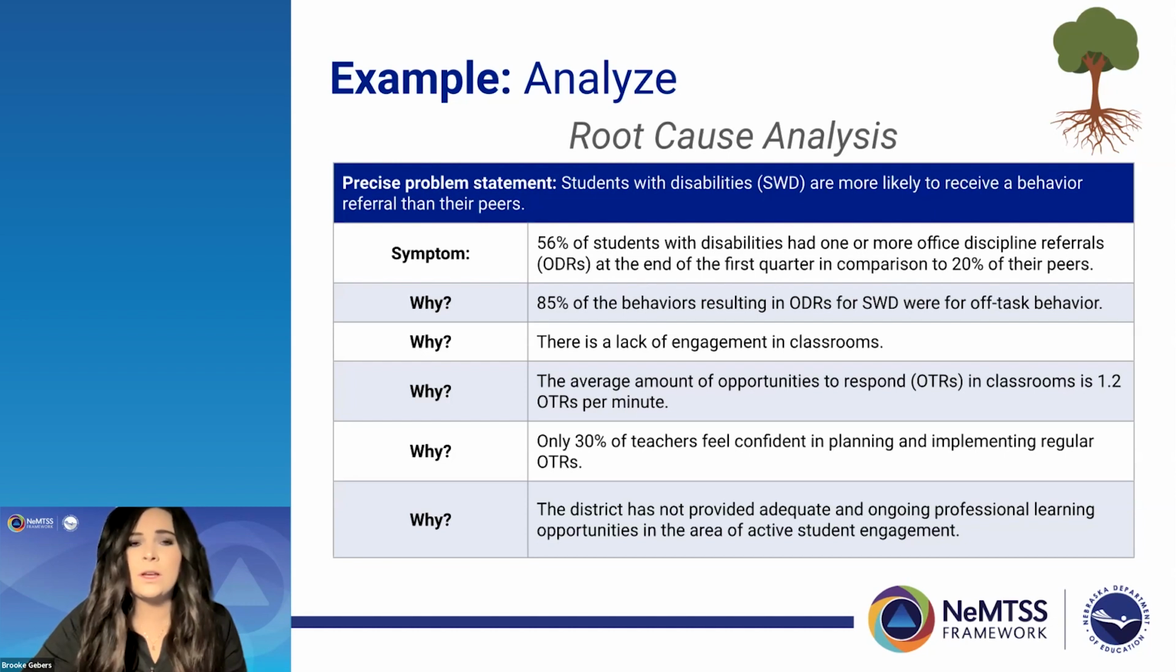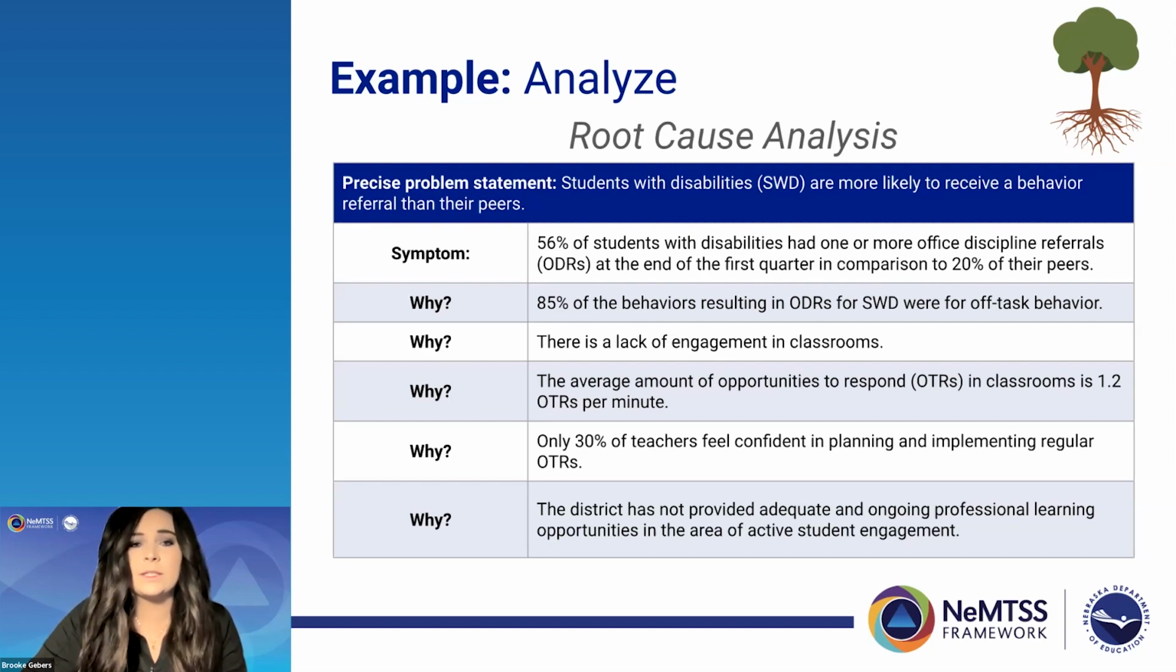Why were so many students off task? The team determined that there is a lack of engagement in classrooms. Why? The team then noted that the average amount of opportunities to respond, or OTRs, was around 1.2 opportunities to respond per minute. However, research suggests that 3 to 5 OTRs per minute, and 4 to 6 per minute for students with disabilities, is best practice.